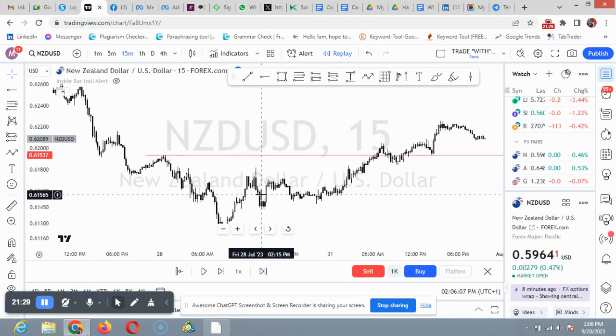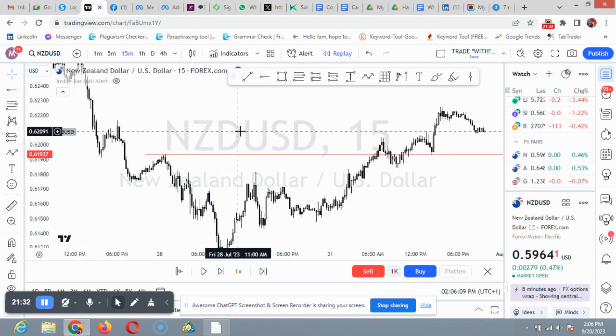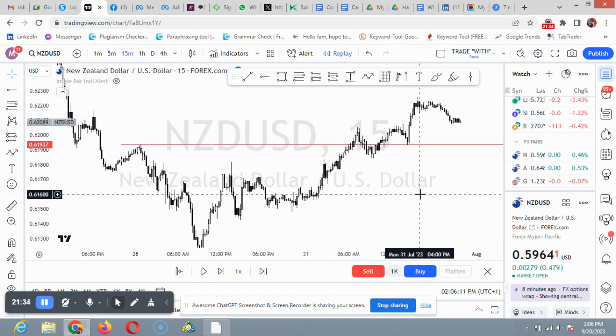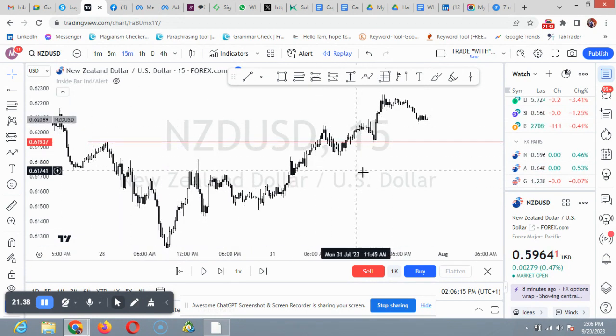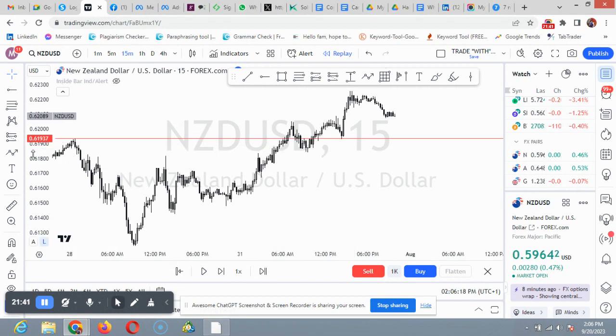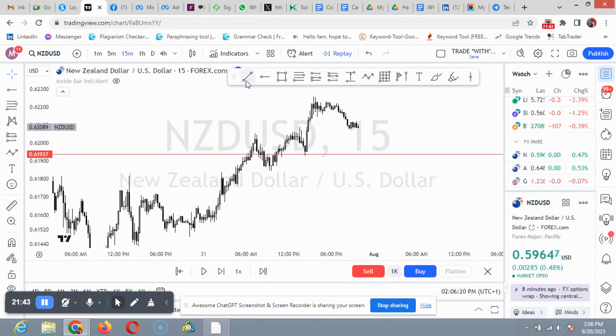Two time frames for what? For this model, the daily and the what? The 15 minutes. So once I can see that high taken, all I'm looking for is a change of character. I will teach you guys all of this in the next class.